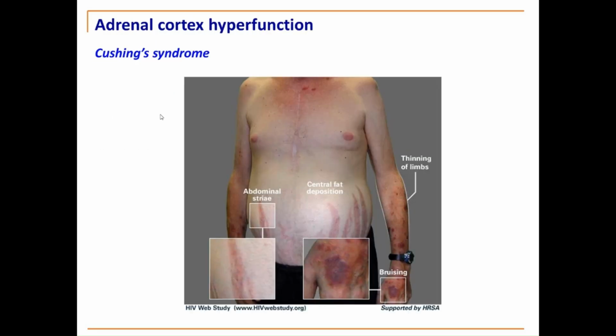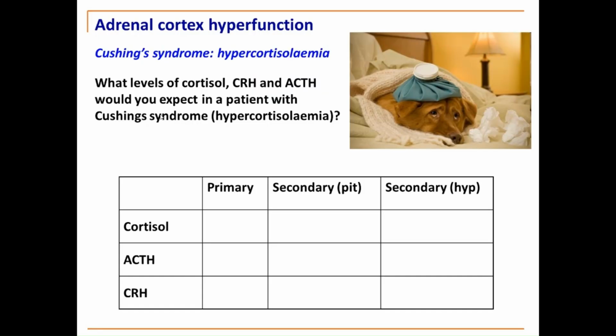So we'll just have a little bit of a look at a couple of disease states now, at a very basic level. First of all, we're going to look at adrenal cortex hyperfunction, and we're going to look at Cushing syndrome. And there are lots of symptoms of Cushing syndrome: central fat deposition, abdominal striae, thinning of the limbs, easy bruising, osteoporosis. There are lots and lots of symptoms of Cushing's. And what I'd like you to do first of all, in the Cushing syndrome, which is just any, as you'll know, the difference between a syndrome and a disease.